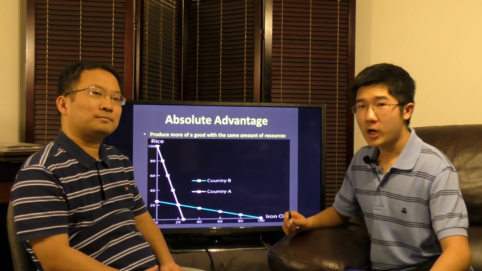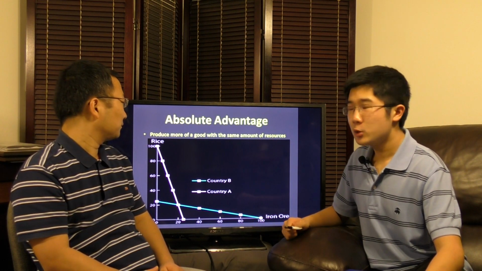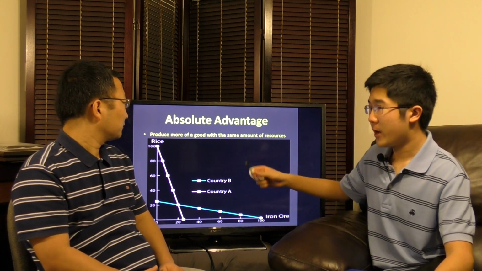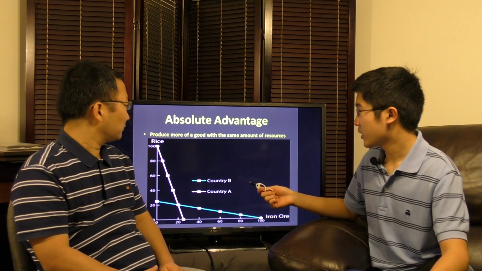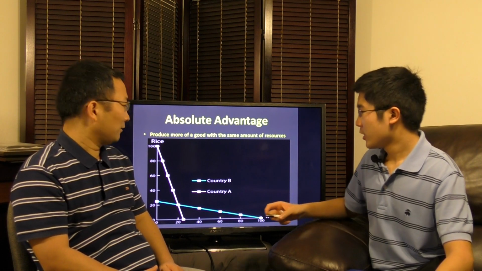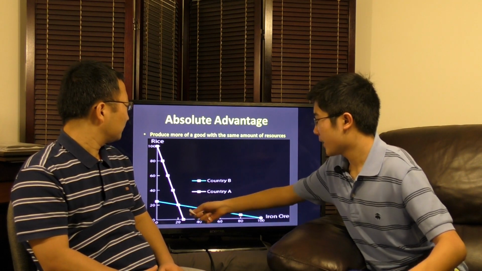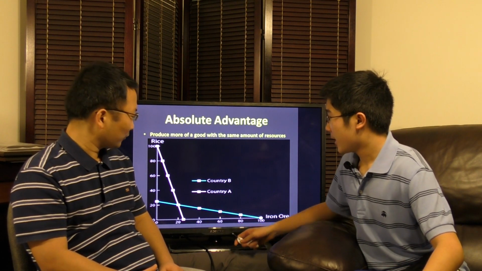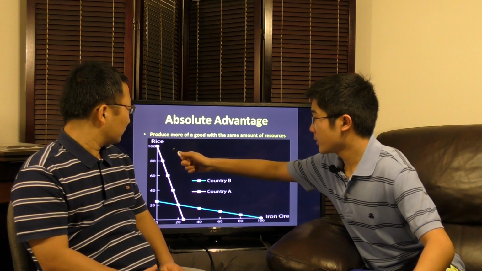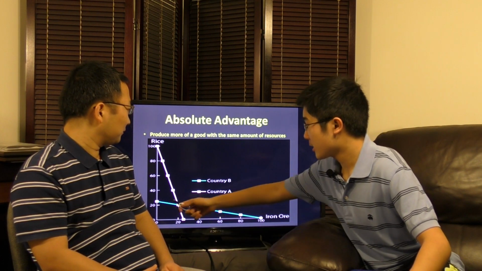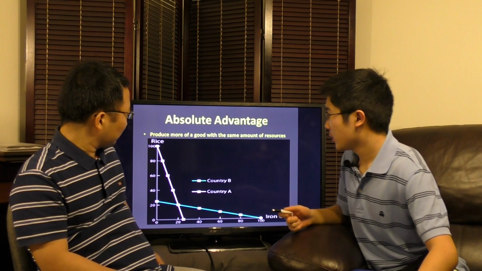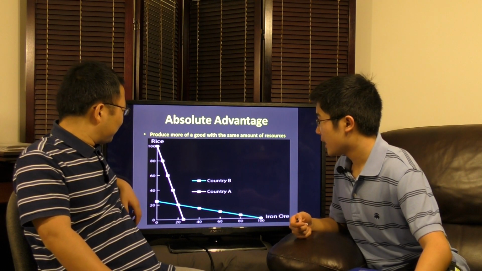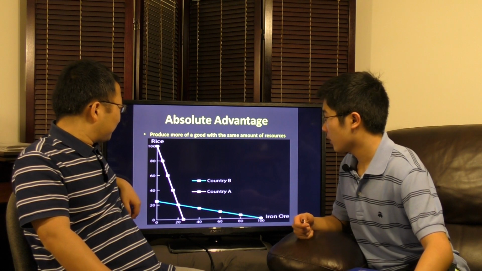So first thing we're going to talk about is absolute advantage. Absolute advantage is basically the advantage you have when you can produce more of one good compared to another person or another country with the same amount of resources. For instance, here we have country A in the white line and country B in the blue PPC. Country A can produce at the maximum 100 units of rice, while country B can produce at a maximum of 20 units of rice. So obviously, country A has the absolute advantage in rice by a large margin.